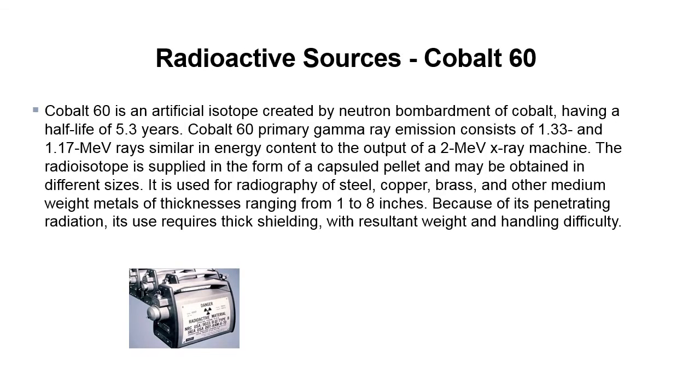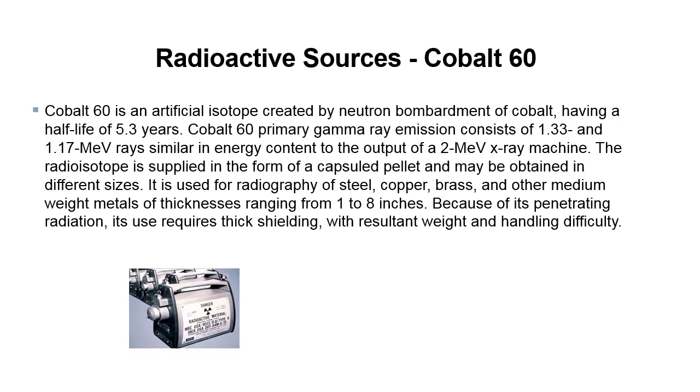Radioactive sources, Cobalt-60. Cobalt-60 is an artificial isotope created by neutron bombardment of cobalt. Having a half-life of 5.3 years, Cobalt-60 primary gamma ray emission consists of 1.33 and 1.17 MeV rays, similar in energy content to the output of a 2 MeV X-ray machine.